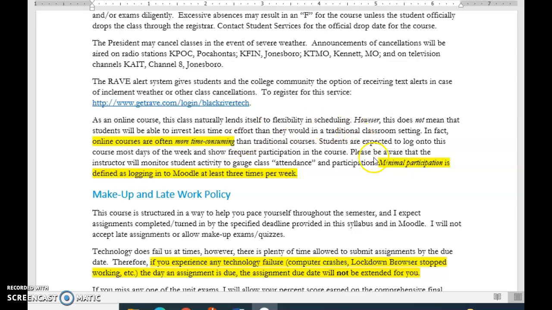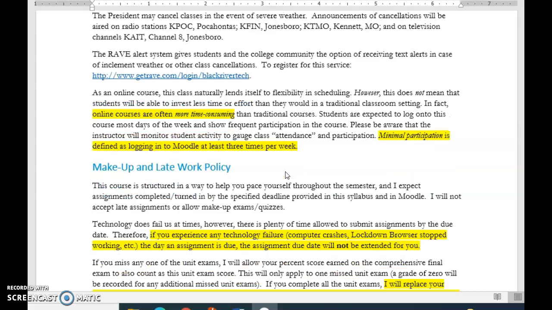I would like to see you logged into Moodle and working on this at least 3 times a week. For some of you, maybe more. It is going to take some time and effort on your part because you are teaching it to yourself. I'm there to help if you've got specific questions about something, but you're learning it on your own.